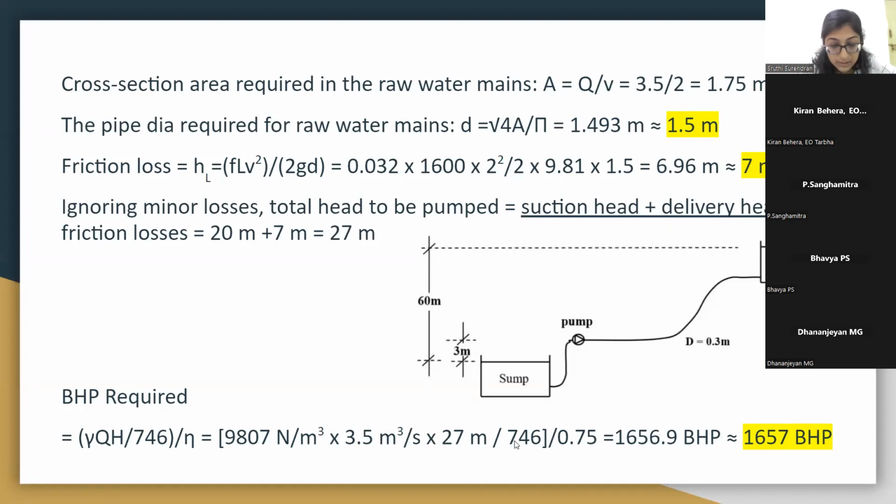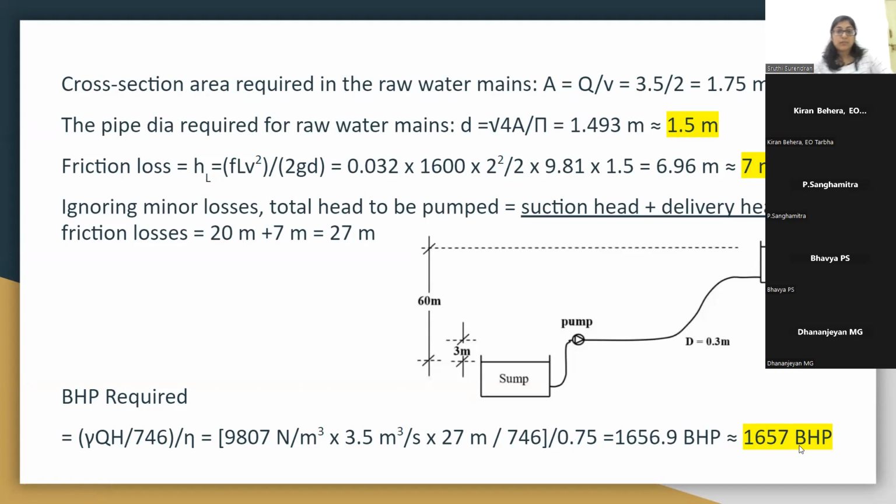So if you put it in this formula, divided by 746 divided by the efficiency. Efficiency they have given it as 75%. So that also you have to put in as a decimal value. So you will convert it to 0.75 and you will get the answer 1656.9 or 1657 horsepower.